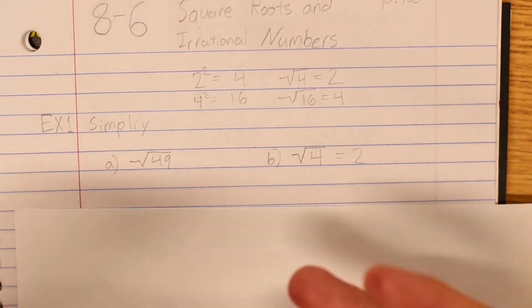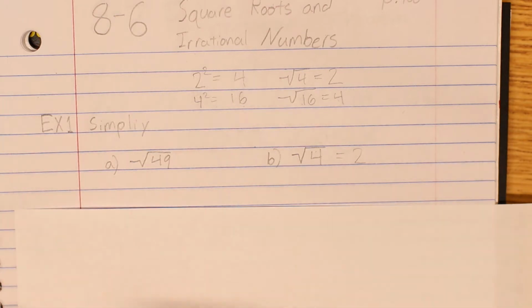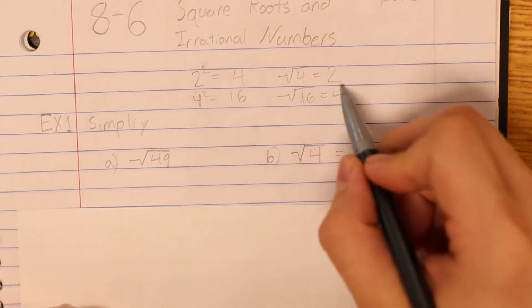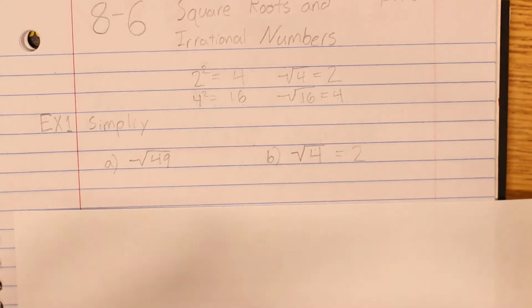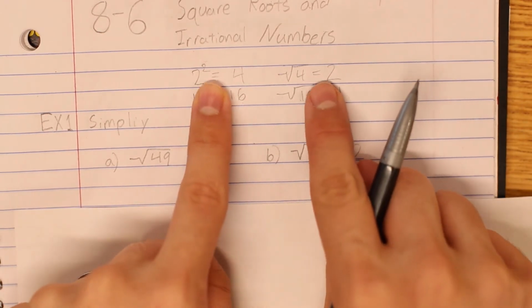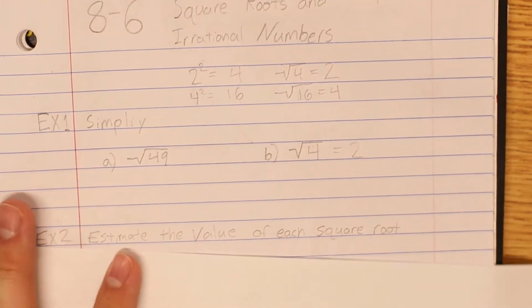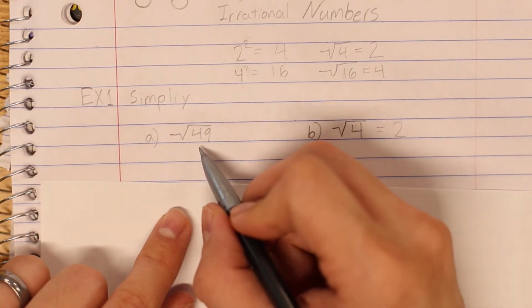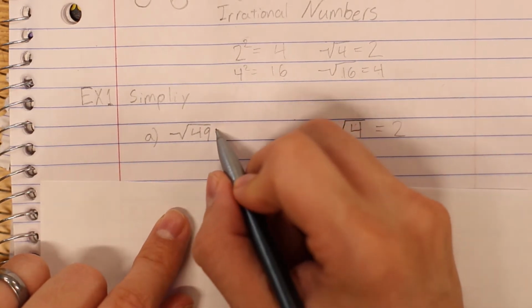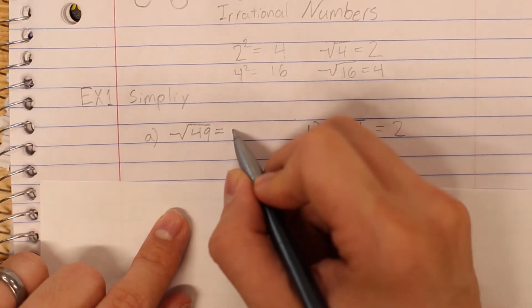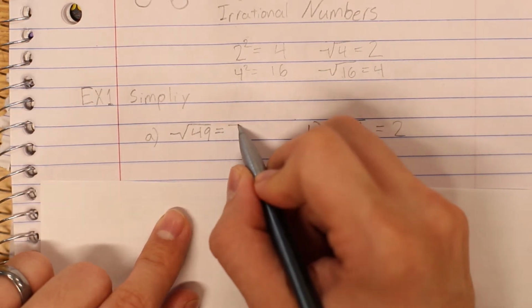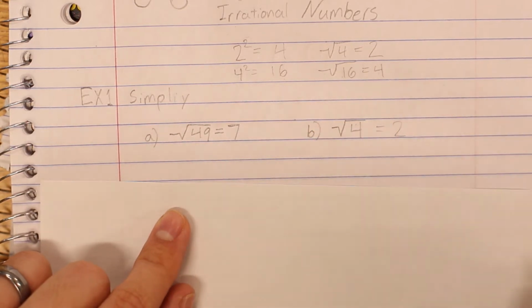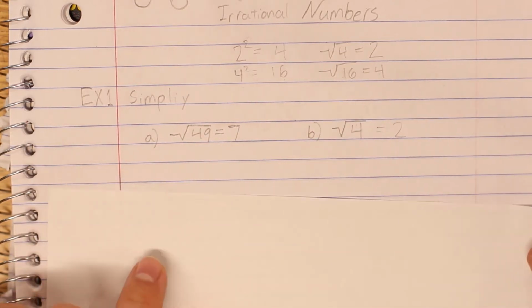So it's kind of like undoing each other, like multiplying and dividing are opposites, adding and subtracting are opposites, squaring and square rooting undo each other. You're left with the 2. You're left with the 4. Same thing. So, what is the square root of 49? Well, that would be what number times itself, what number squared equals 49? Well, that would be 7. And we already answered B right there.